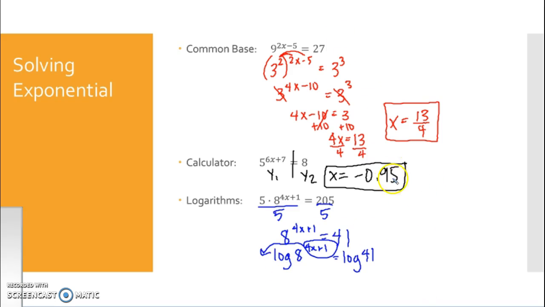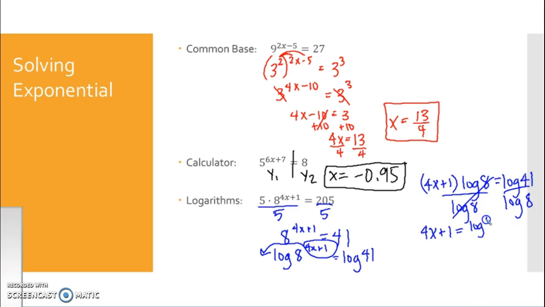So we get 4x plus 1 times log of 8 equals log of 41. First, I want to get rid of my log, so I'm going to divide by log of 8, but I'm not actually going to use a calculator yet. We'll wait and do that at the very end. So I get 4x plus 1 equals log of 41 over log of 8.